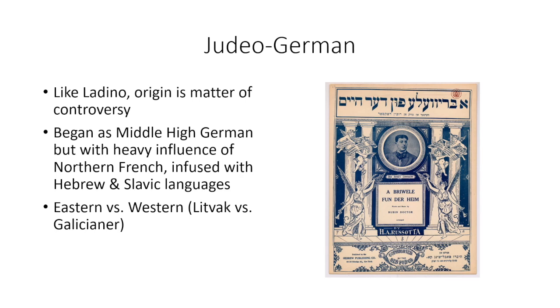There are two major branches of Yiddish. One is the Eastern branch, which is the Galicianer branch, and the other is the Western or Litvak branch. The Litvak branch tends to rely more heavily on German. The Eastern branch tends to rely more on Slavic borrowings.